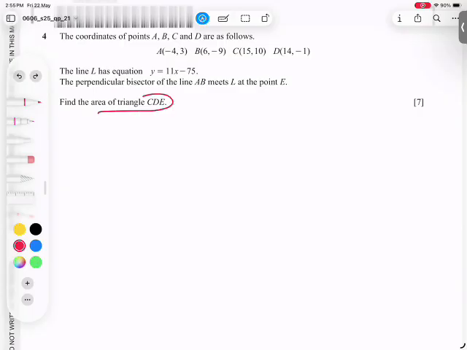So find the area of the triangle CDE. Though it's not mentioned, I will make a rough diagram, and the diagram will help you a lot to understand the idea. So let's start. We do not need to make a neat diagram, just a rough idea. So have a look, students.